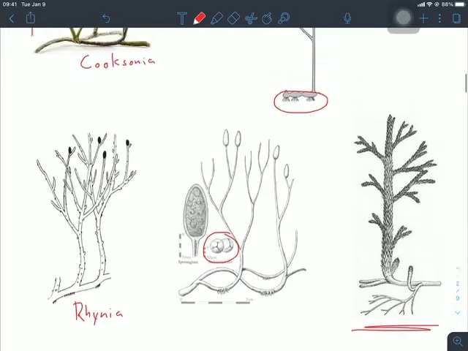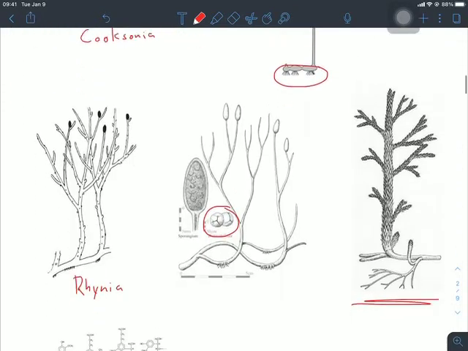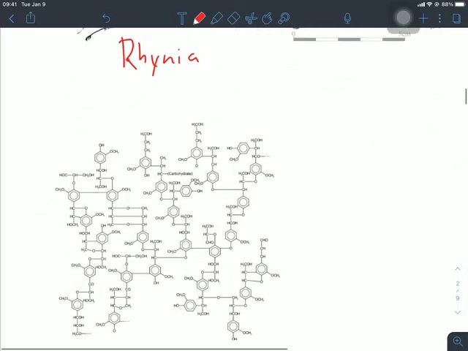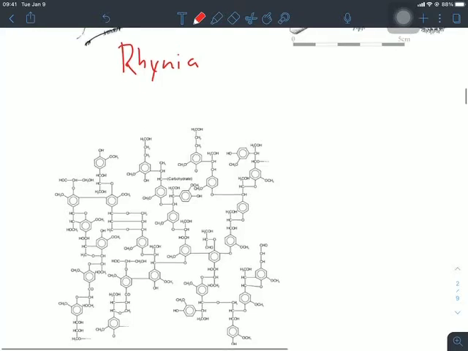So again, all of these early vascular plants were vascular because of the presence, or possibly because of the presence, of this particular metabolite, lignin.